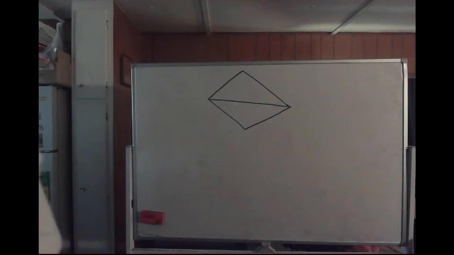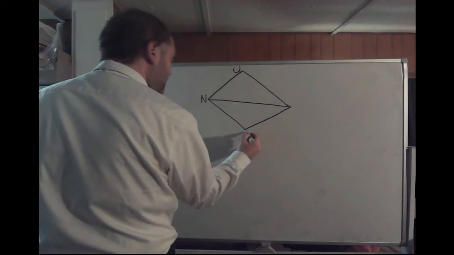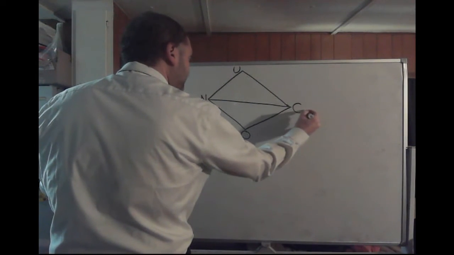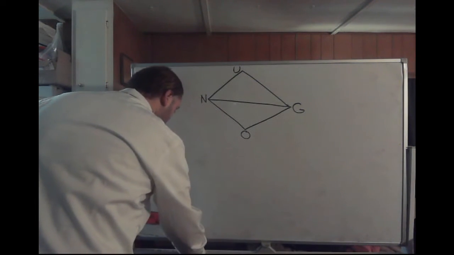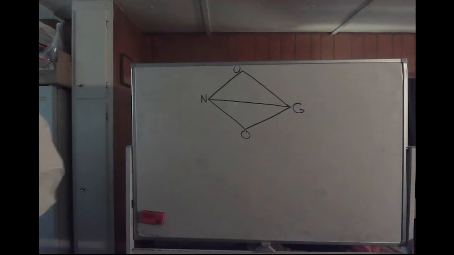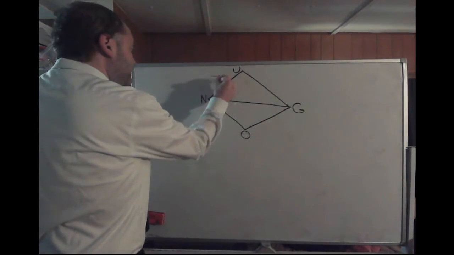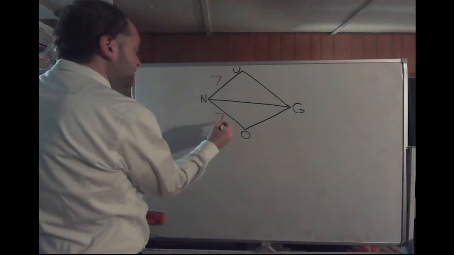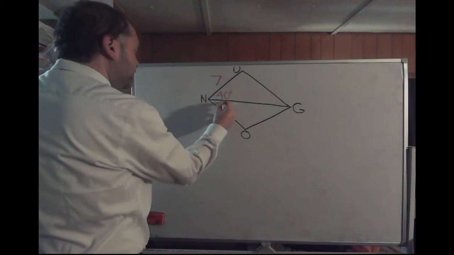All right, what do we... UNOG. UNOG. So we have a quadrilateral split into 2 triangles for this one. UN has a length of 7, NO has a length of 7, and then both of these angles here are 40 degrees.